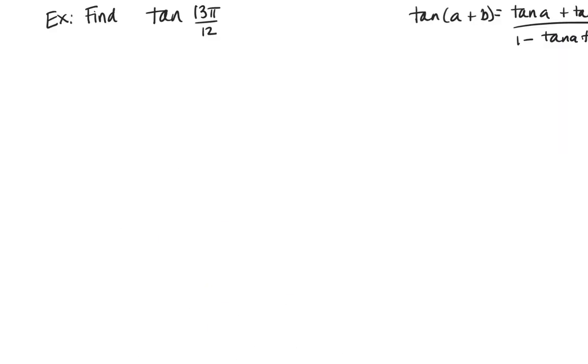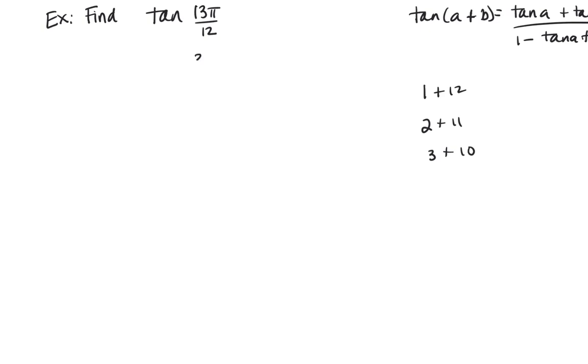All right, let's find the tangent of 13 pi over 12. And yes, we could just plug this into our calculator and get an approximation, but we're being asked to find the exact value here. So 13 pi over 12, 13 is a bigger number, so I'm going to try the addition formula for tangent. Let's think about how we could get 13 pi over 12. Well, 13 is the same thing as 1 plus 12, 2 plus 11, 3 plus 10. And there's lots of ways to do this.